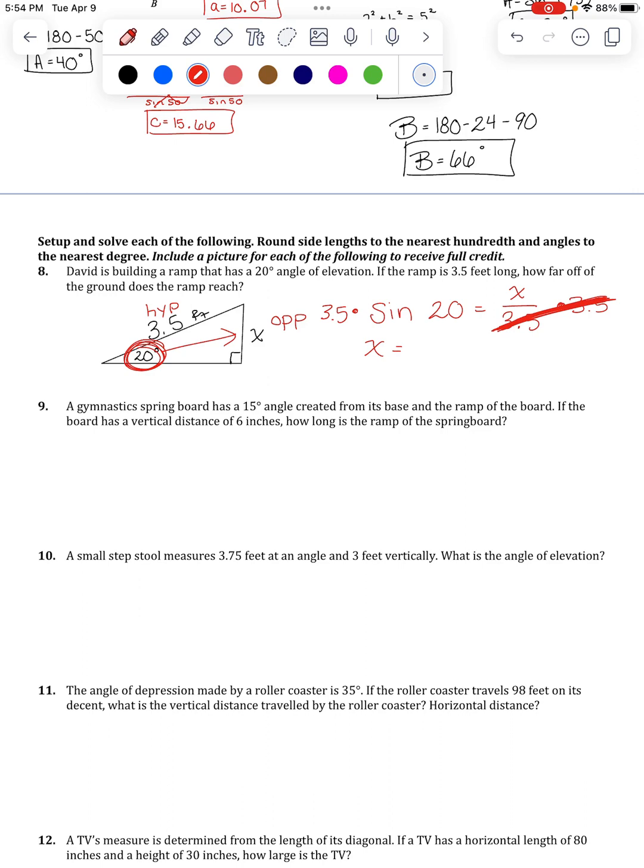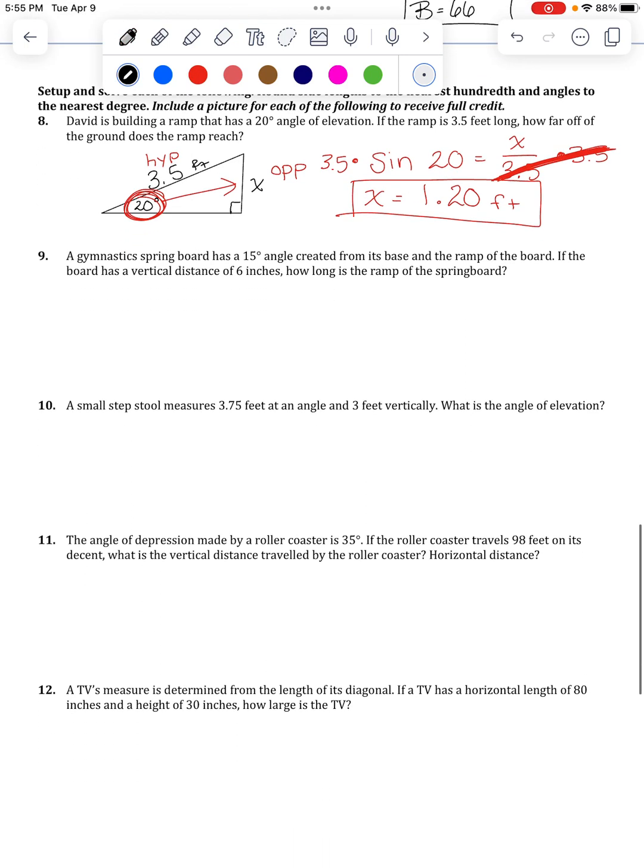Since x was alone, I can start typing into my calculator, and 3.5 times sine of 20 is 1 point... We're rounding side lengths to the nearest hundredth still, so it ends up being 20 because the 7 makes the 9 increase, and the 9, when it increases, has to move a spot. Ooh, and it's a word problem. Don't forget the units. It's a side length, so that's in feet.